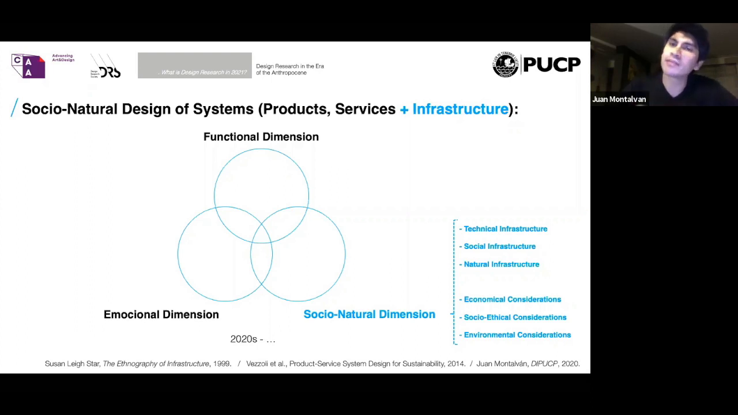And the difference in approach is also built upon two important theoretical backgrounds. One is the socio-technical infrastructure, which is now expanded to an additional layer. So it's not just technical and social, but also natural, and how these are intertwined among each other. And also the sustainable design framework that involves economic, socio-ethical, and environmental considerations.